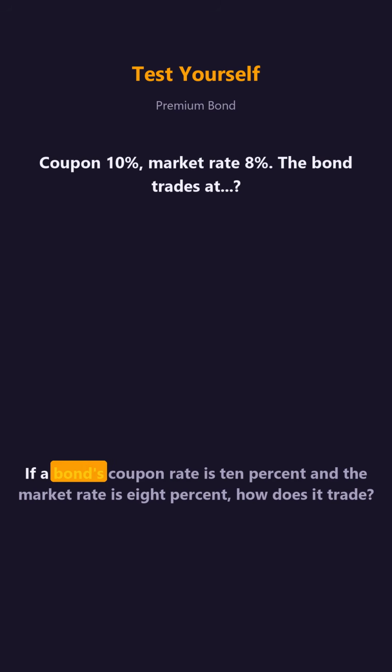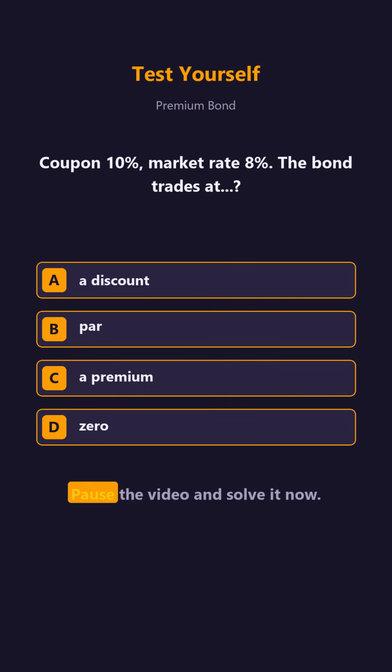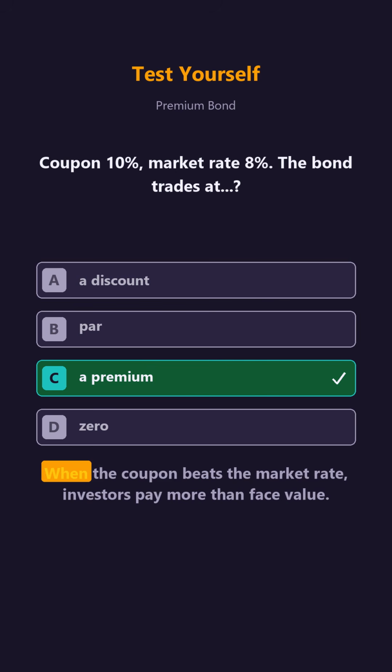Quick quiz, test yourself. If a bond's coupon rate is 10% and the market rate is 8%, how does it trade? Here are your 4 options. Pause the video and solve it now. The correct answer is C, a premium. When the coupon beats the market rate, investors pay more than face value.